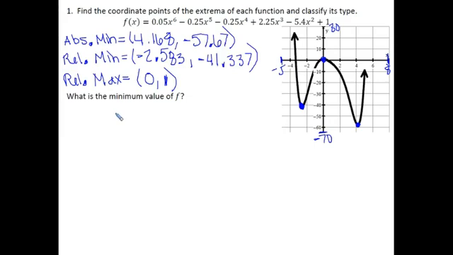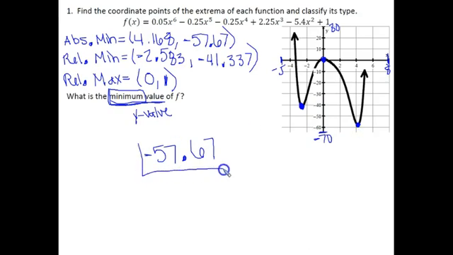Now if we look at the last one, it says what is the minimum value. So if we're trying to find a value, we're looking for the y value of our ordered pair. Now if it's asking for the minimum, okay, that means it's like asking for the absolute minimum, the lowest point on our graph. So if we take a look at our absolute minimum, the y value is negative 57.67. Okay, that is the lowest possible value or point on your graph. So that would be the minimum, I'm stuttering today, minimum value of your function.